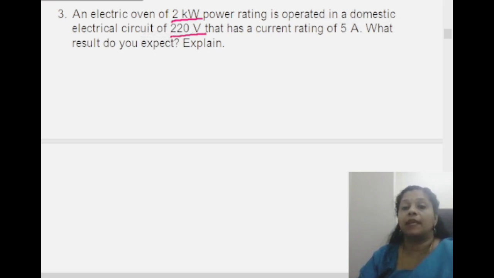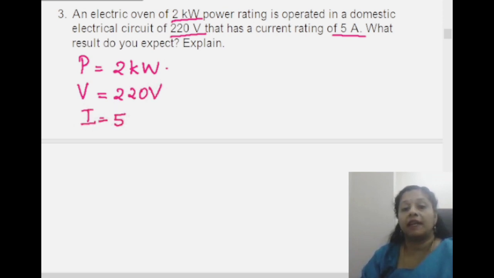An electric oven of 2 kilowatt, here power is given in kilowatt, is operated in a domestic electric circuit of 220 volt that has a current rating of 5 ampere. What result do you expect? Explain. So here power is given, that is 2 kilowatt, and voltage or potential difference is 220 volt. Current rating is 5 ampere.